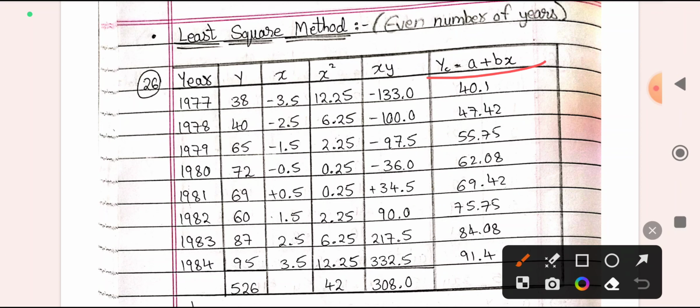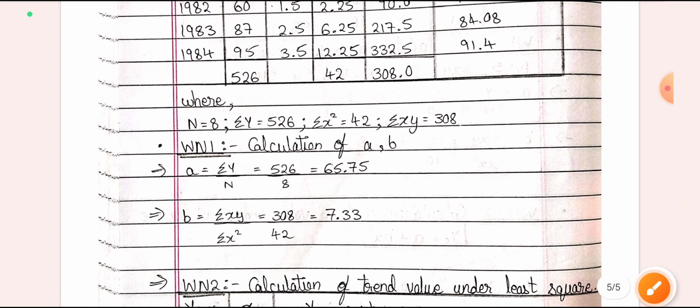Yc is equal to a plus bx, this is the straight line equation under least squares. How to get the a value and b value, that is what we are going to see, and we will get these values as a working note.